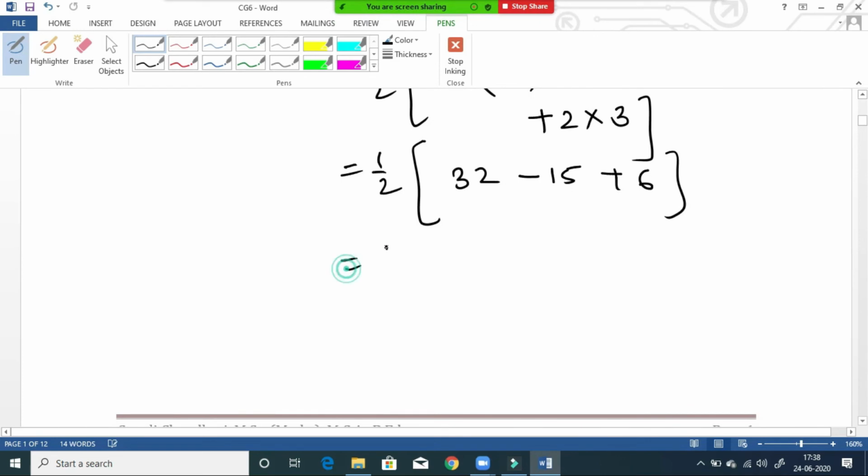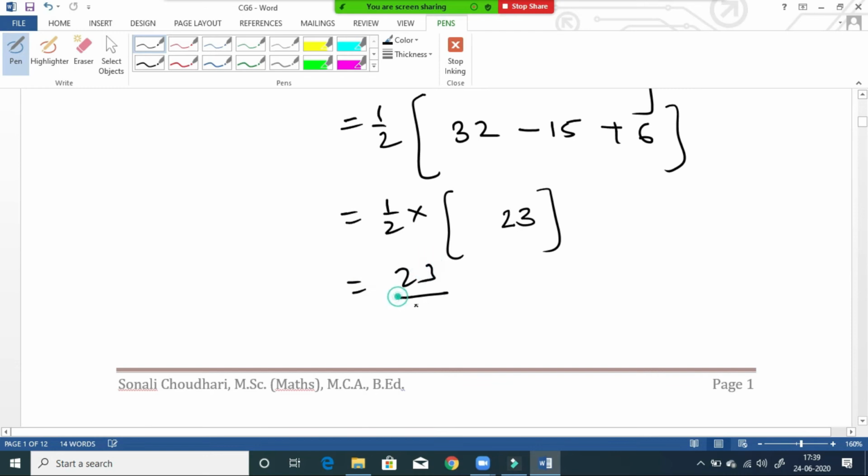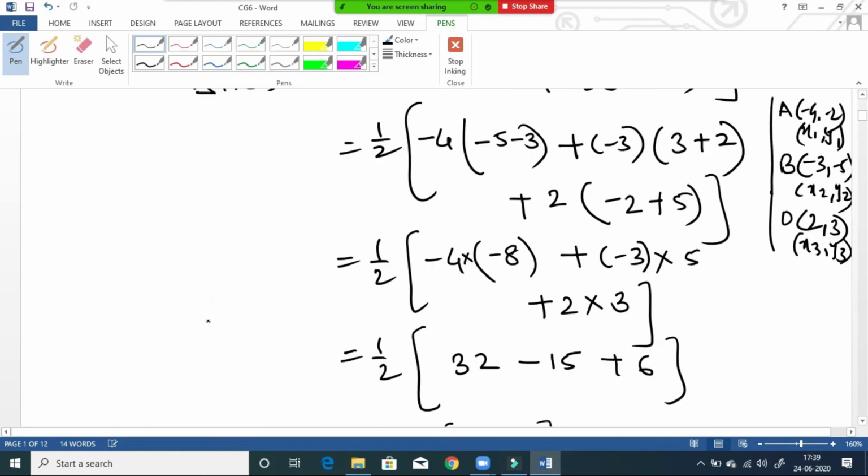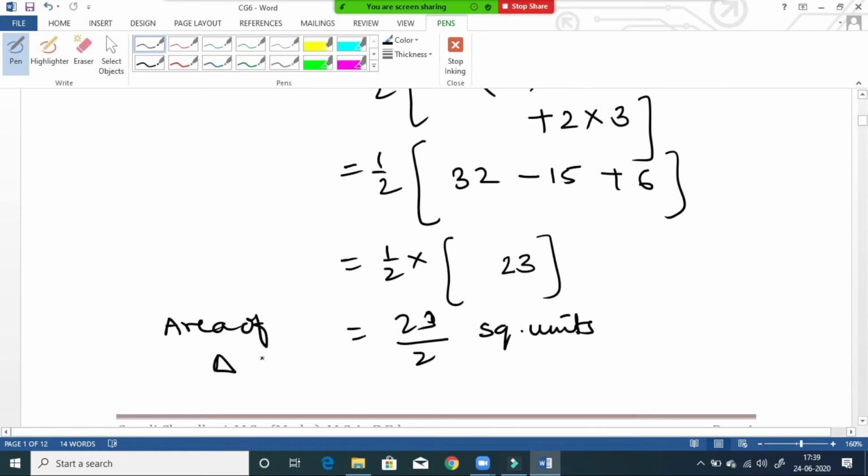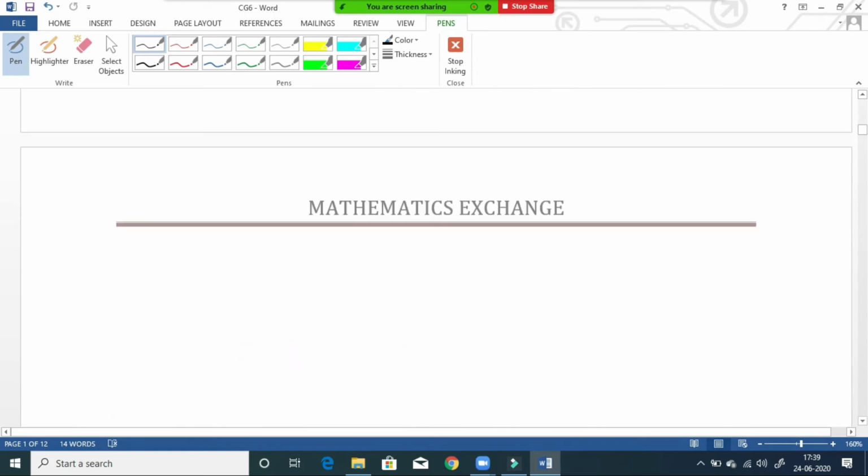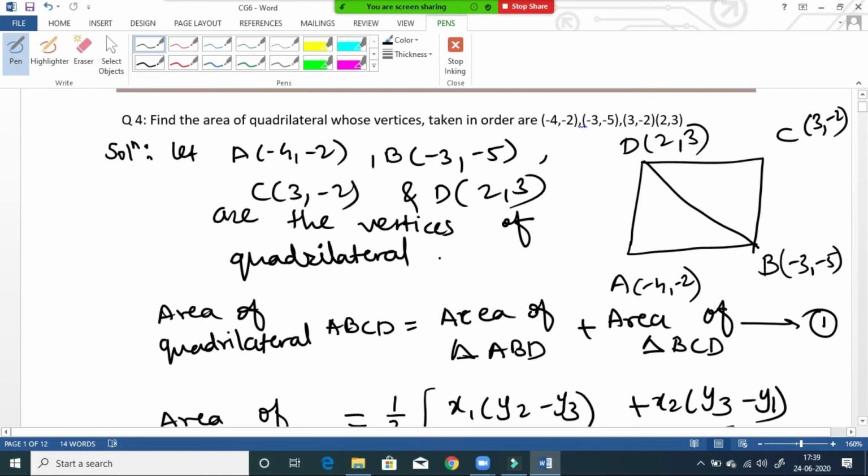So that is equal to 1/2 into, now add and subtract the terms, so 32 minus 32 plus 6 is 38, 38 minus 15, that is 23. So that is equal to 23/2 square units. So this is the area of triangle ABD. So we get now the value of area of triangle ABD, that is 23/2 square units.